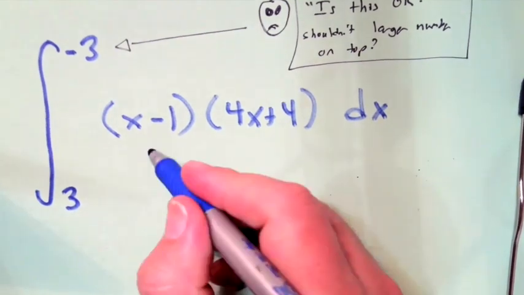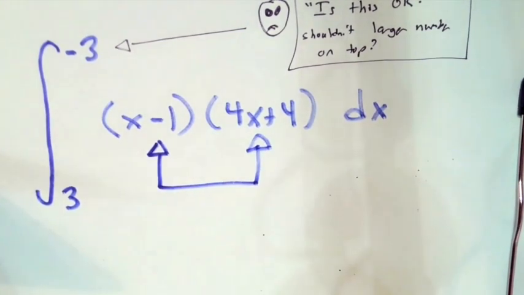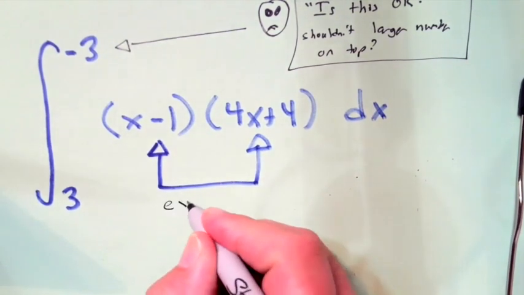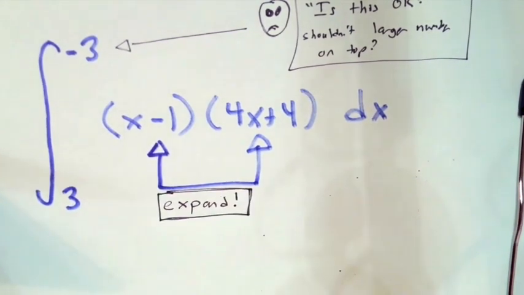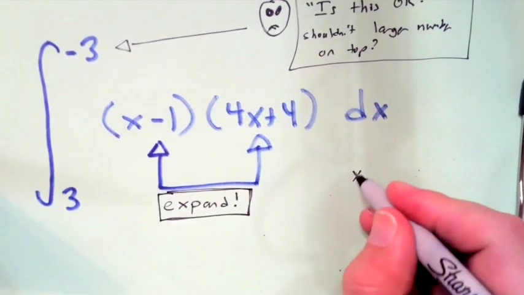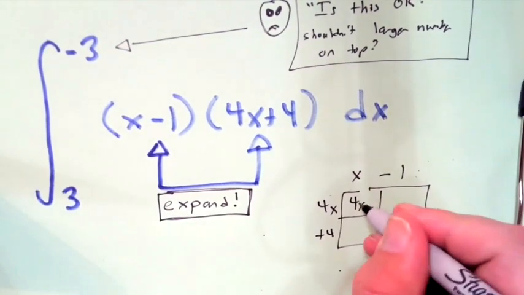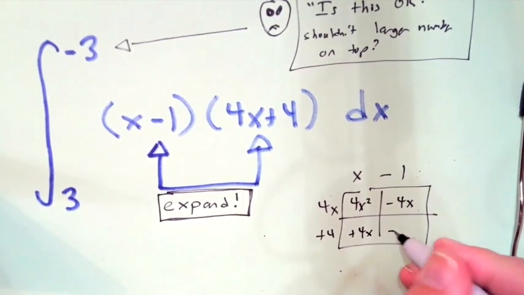The second issue that we run into is that these are multiplied. And that always causes issues when there's a multiplication and an antiderivative. Usually we have to work around it somehow. In this instance, we're going to work to expand. So this will be just a distribution with the box method. And when we do that expansion, we end up with 4x squared minus 4x plus 4x minus 4.